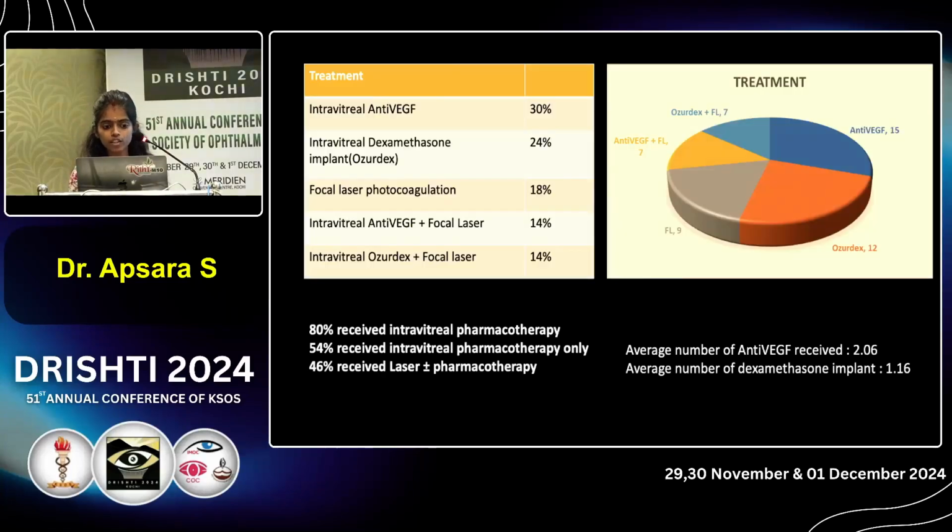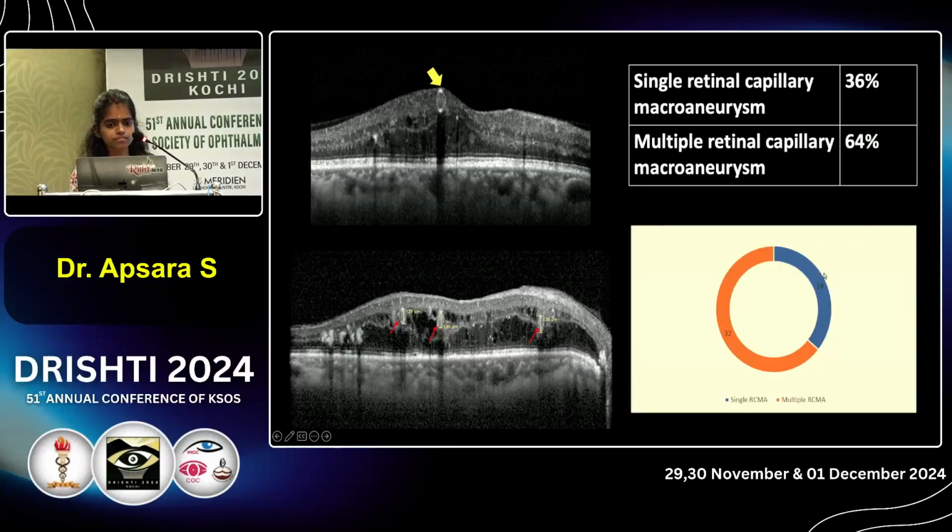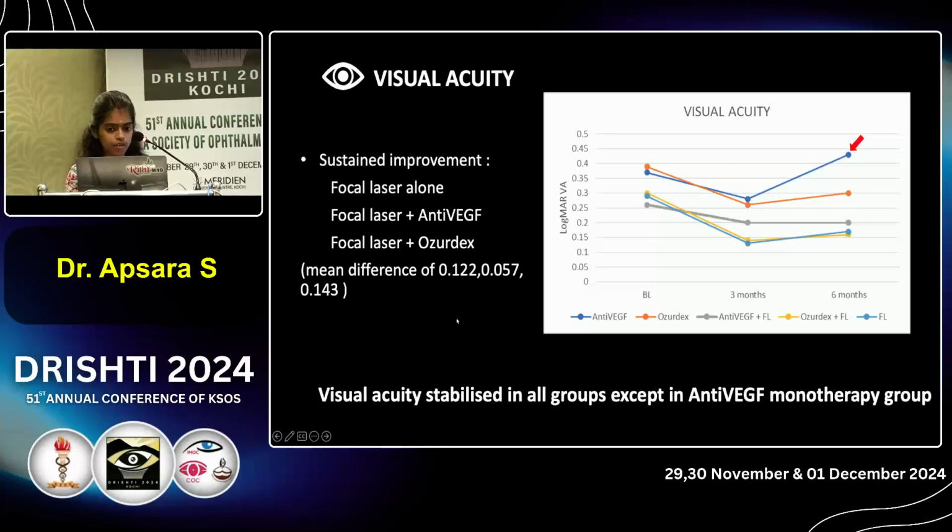80% of our study group received intravitreal pharmacotherapy, out of which 54% received pharmacotherapy alone and 46% received focal laser with pharmacotherapy. The average number of anti-VEGF injections received during the study period was 2.06, and of dexamethasone implant was 1.16. 36% of the study group had a single retinal capillary macroaneurysm and 64% had multiple retinal capillary macroaneurysms.